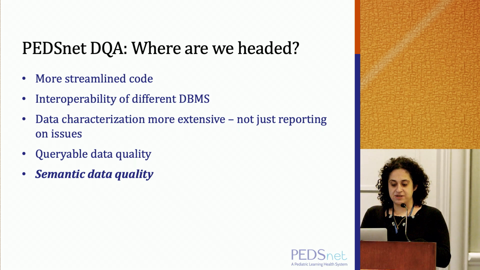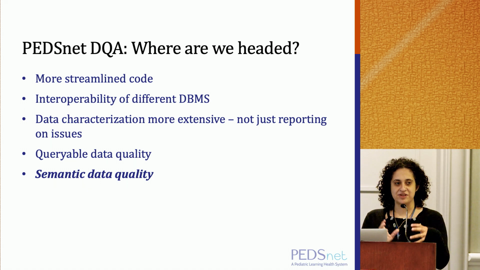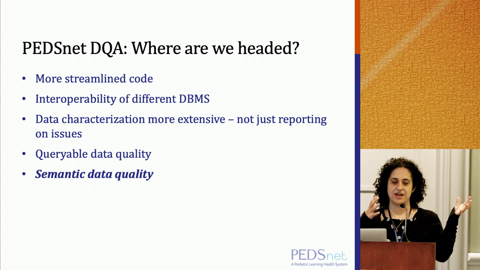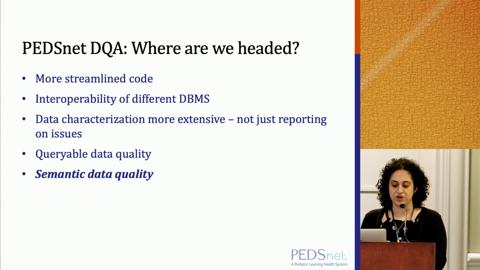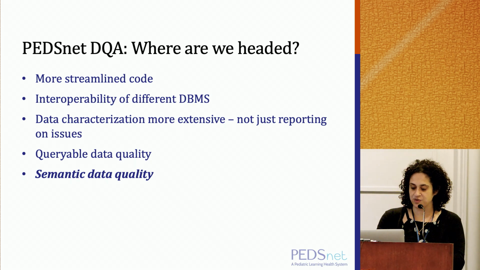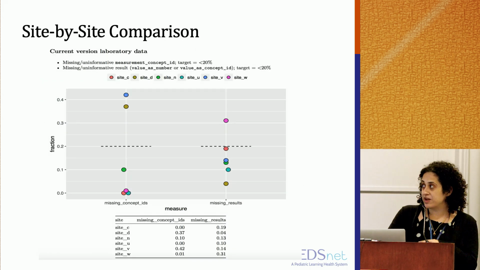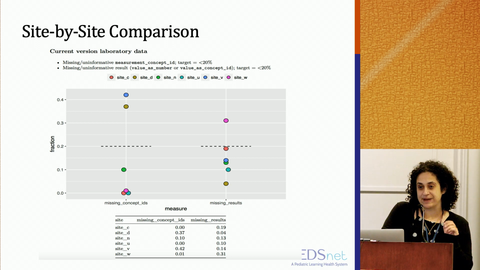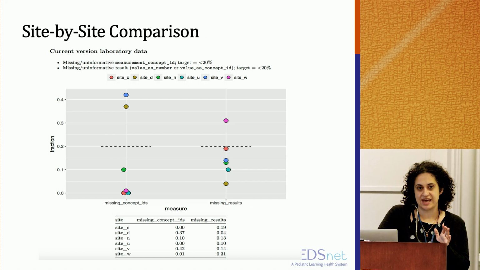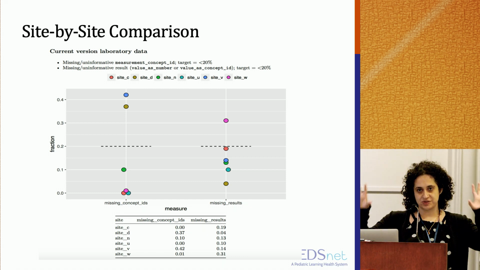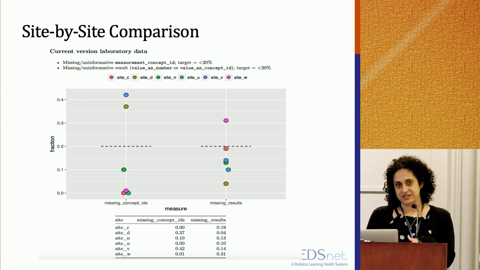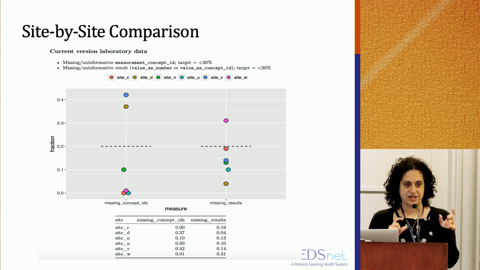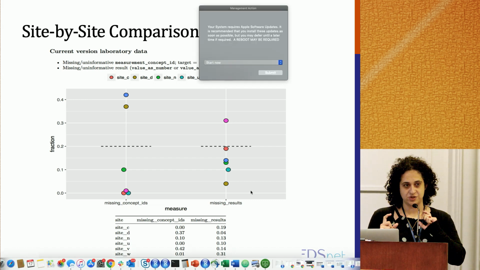We also want to make data characterization more extensive, transitioning from a data quality issue to data characterization, making things more queryable for sites if they needed to, and incorporating some semantic data quality. One of the things we've incorporated are site-by-site comparisons. A lot of the issues that Connor went over are site-specific. We generate these issues and post them all to these site-specific repositories on GitHub. But there's nothing that benchmarks right now how sites are doing in relation to each other.